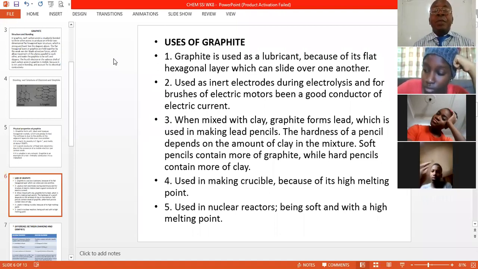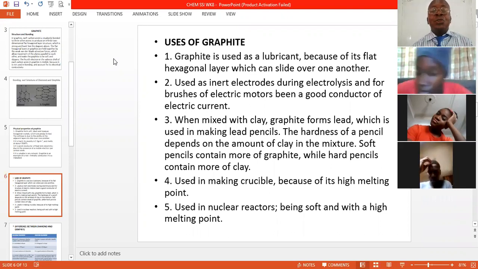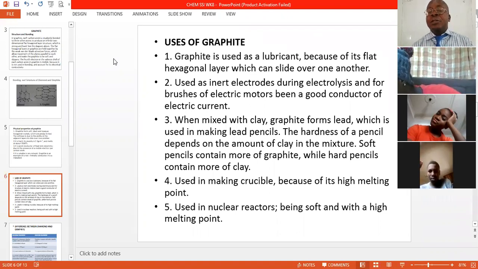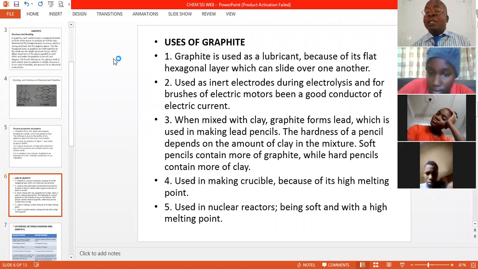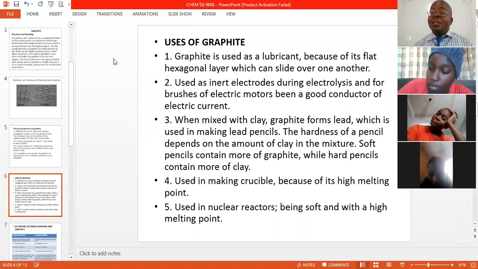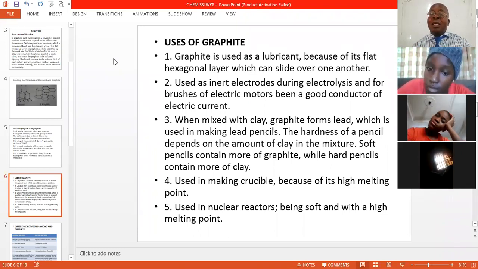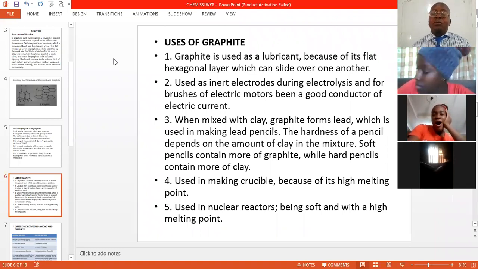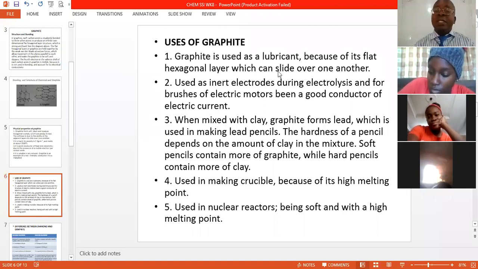Number three, when graphite is mixed with clay, graphite forms lead, which is used in making lead pencils. The pencil you use in writing, that dark thing in between the wooden cover is made of graphite. The hardness of a pencil depends on the amount of clay in the mixture. So you can see that some pencils, leads are hard, some are soft. It depends on the amount of clay used to mix the graphite.